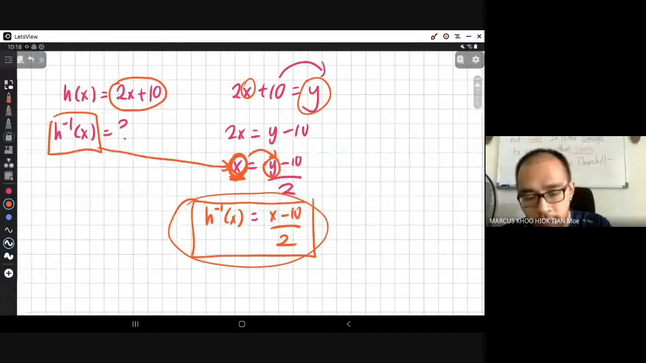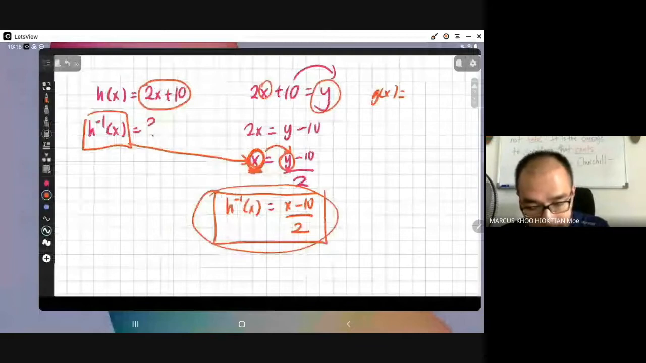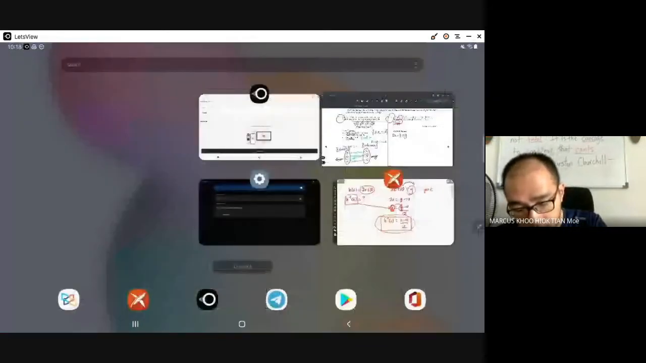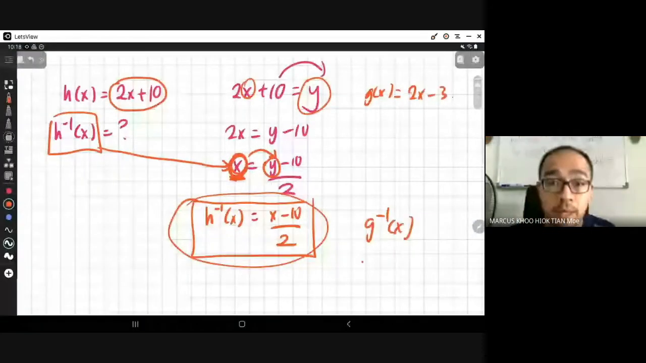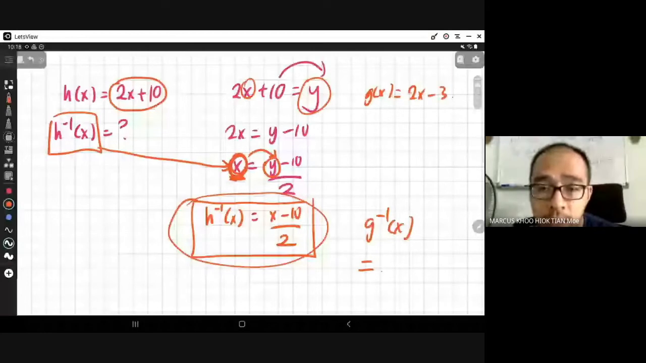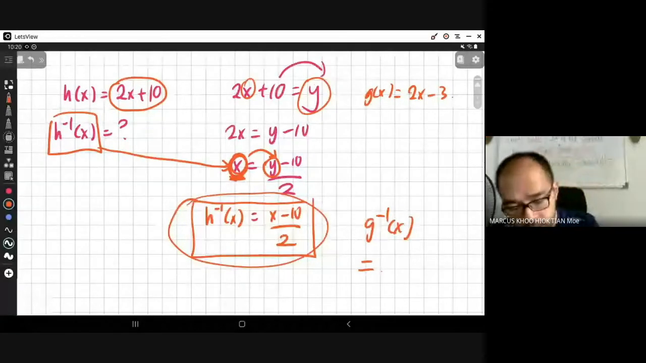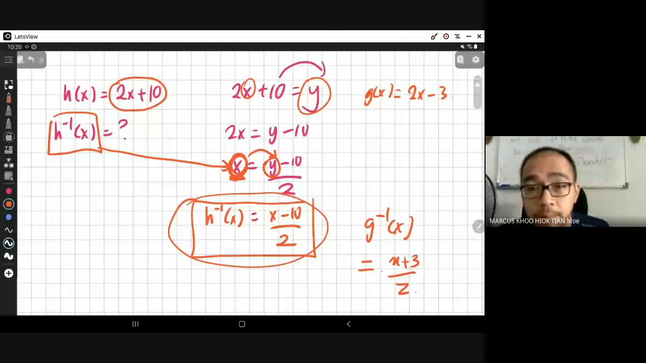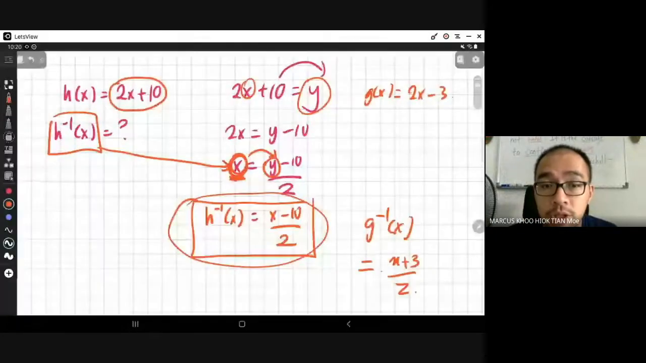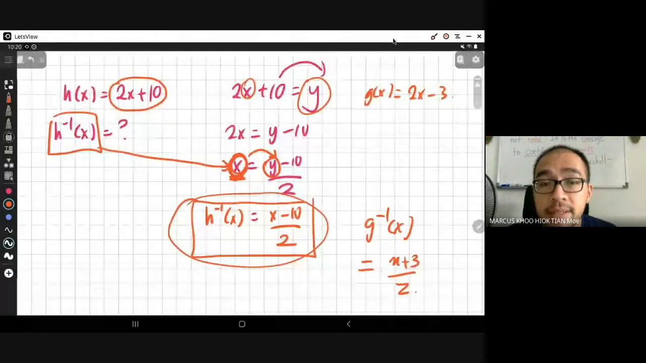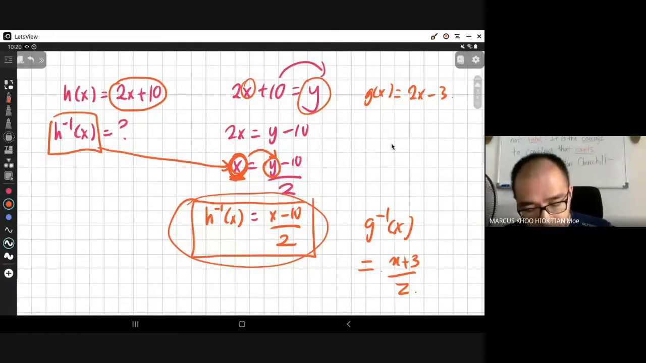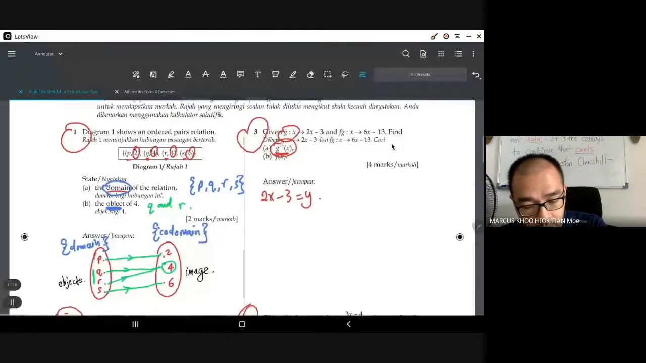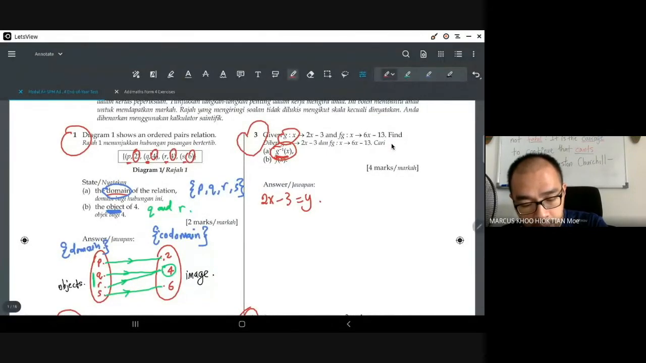Okay, so now the function is g(x) equals to 2x minus 3. Tell me what is the inverse function of g. Try now, please. I'm going to give you 2 minutes and then I'm going to call somebody. Okay, x plus 3 over 2. Like this? x plus 3 over 2, the way I write that, correct? Yeah, should be correct. So the inverse function is x plus 3 over 2. You are right already lah.